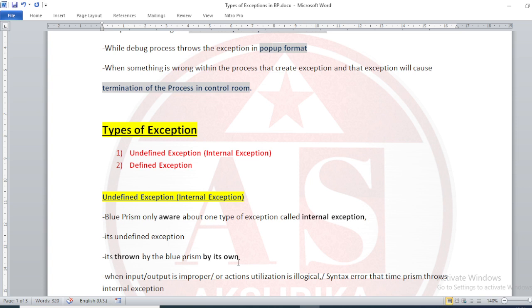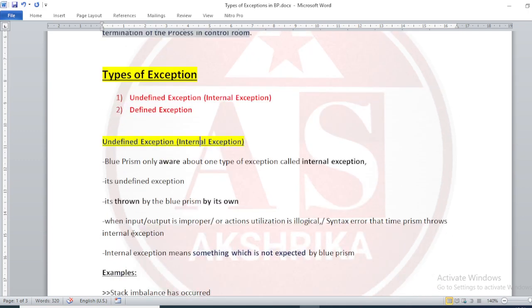The first one is the undefined exception, which is the internal exception, and the second one is the defined exception. We will go one by one. First, the undefined exceptions. Blue Prism is only aware of its internal exceptions, which are undefined exceptions, so they are thrown by Blue Prism on its own. When any input or output is improper, action utilization is illogical, or there is a syntax error within the process, at that time Blue Prism throws the exception known as an internal exception. Internal exception means something which is not expected by Blue Prism.